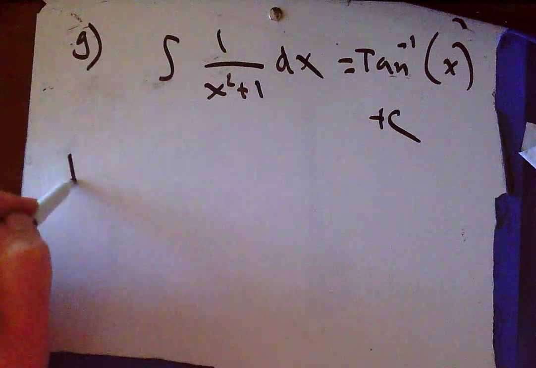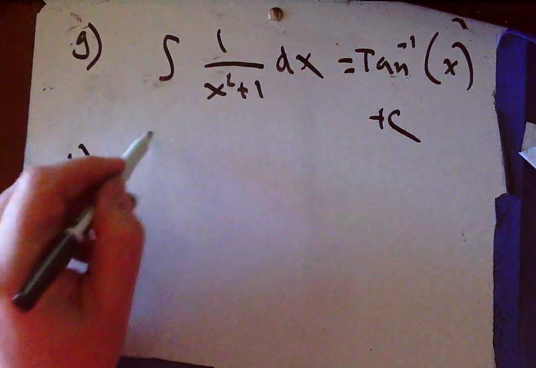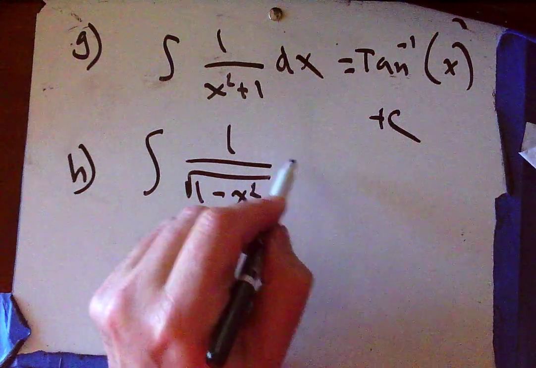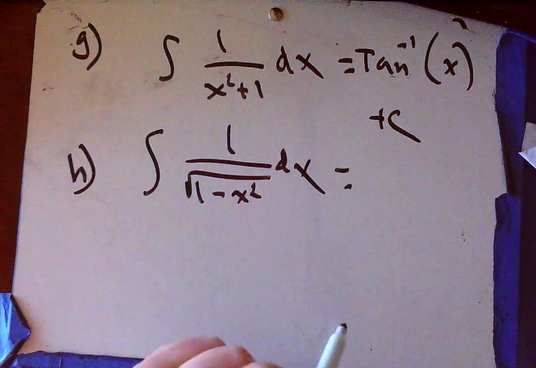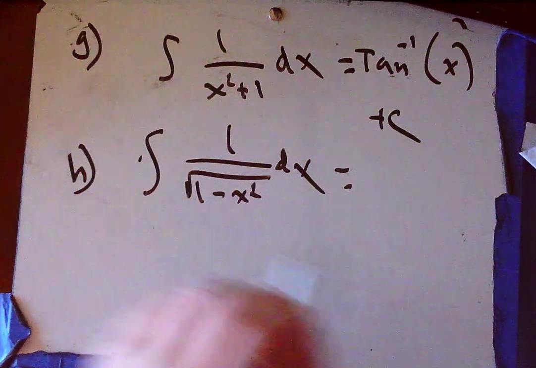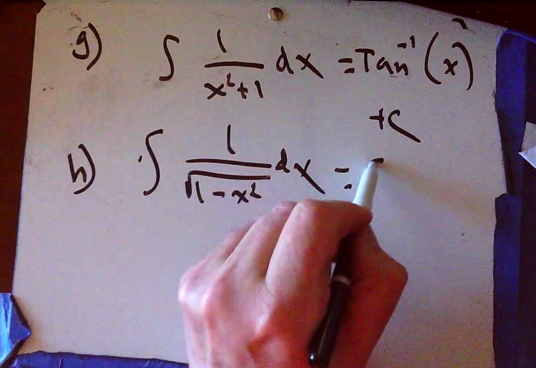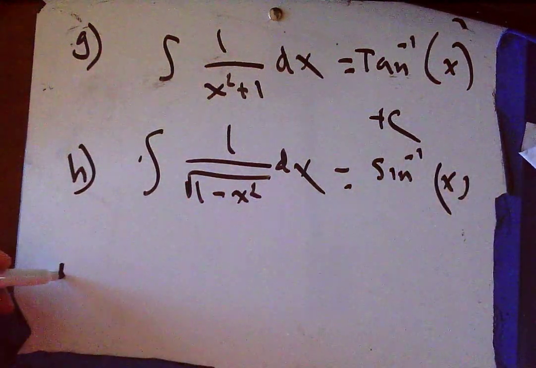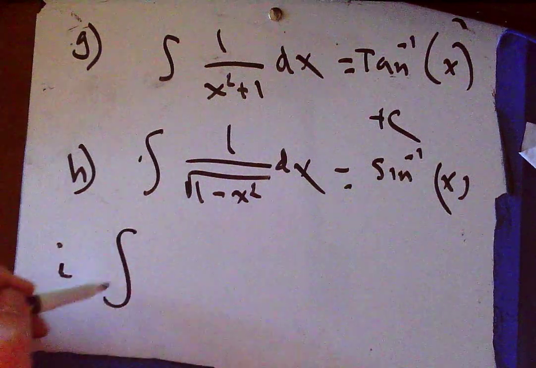And no, not finally, there's h. H is the integral 1 over square root of 1 minus x squared. Oh, talk about inverse trig. So the antiderivative of this is going to be sine inverse of x. Now I get to say finally.